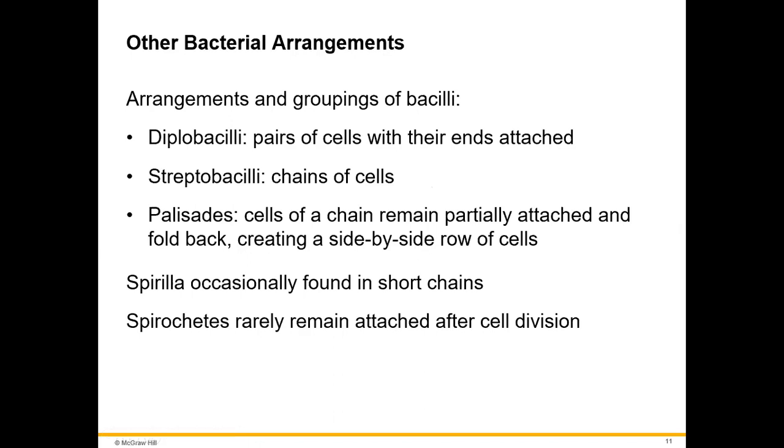Other bacterial arrangements of the bacillus. There's diplobacilli. They're in pairs with the ends attached. The streptobacillus are long chains. A palisade arrangement is the cells of a chain that remain partially attached and fold back, creating a side-by-side row of cells. The spirilla are occasionally found in short chains, and spirochetes rarely remain attached after cell division.